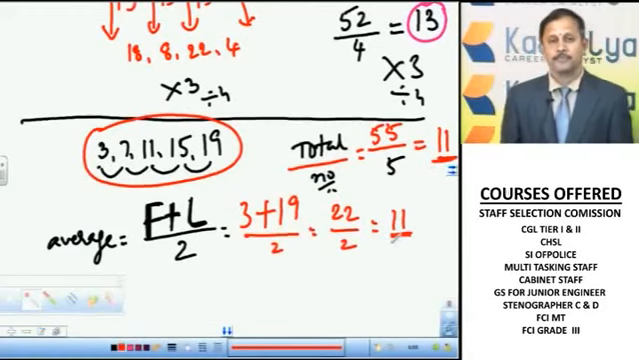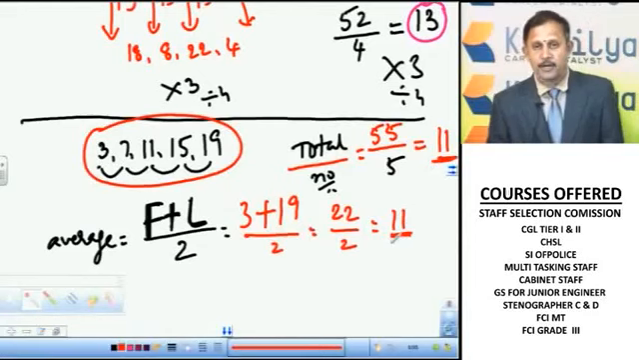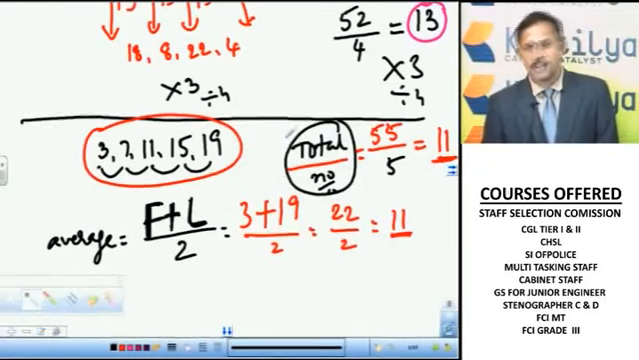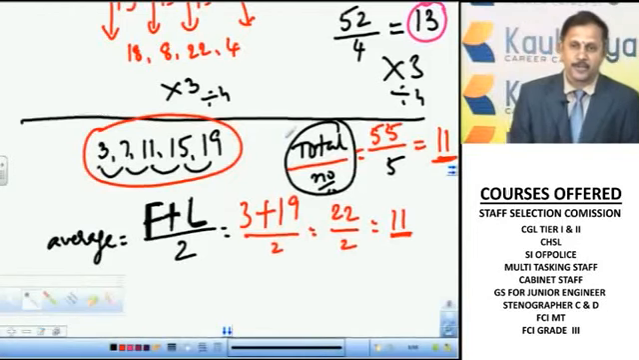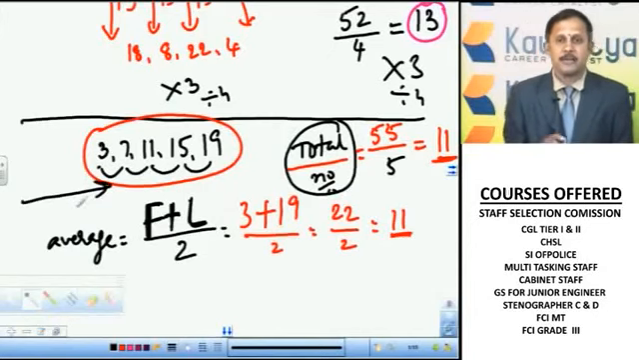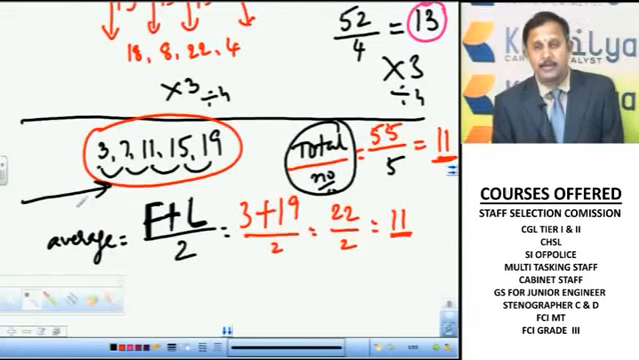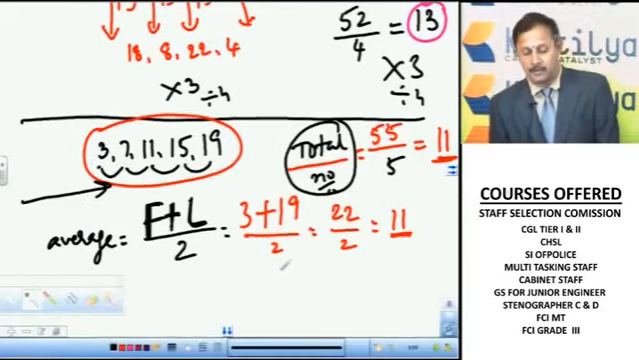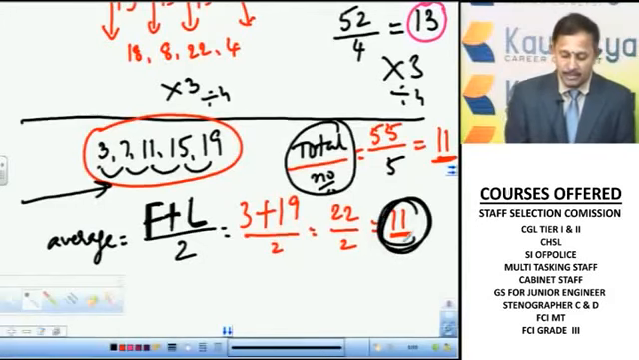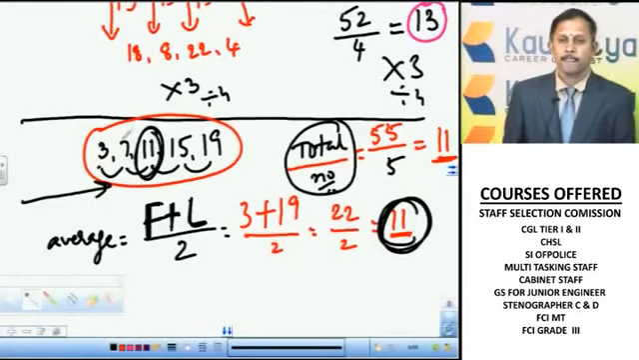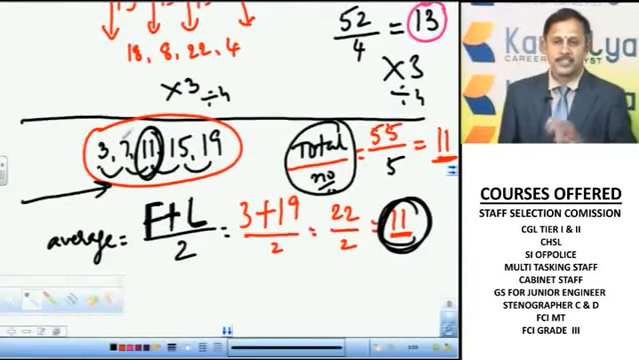11 is the average. So therefore the general formula to find out the average is total by number of elements. That is the general formula. But in this particular case, the difference between successive elements is constant. So if the difference between successive elements is constant, then the average can be obtained by using the formula first element plus last element by 2. So first element plus last element by 2, that is 11. Or you can observe this 11 is nothing but the middle element of the group. We can say 11 is the average. We can say the middle number is the average.